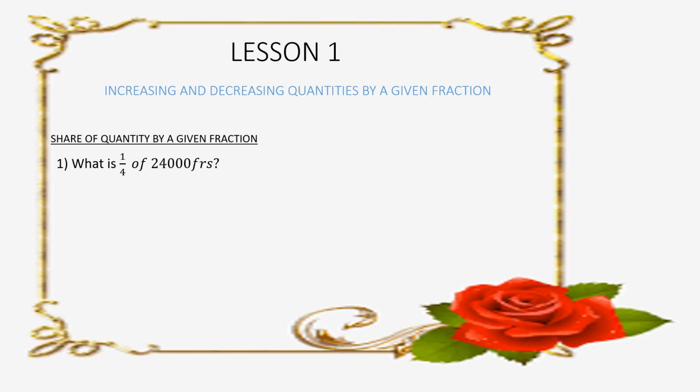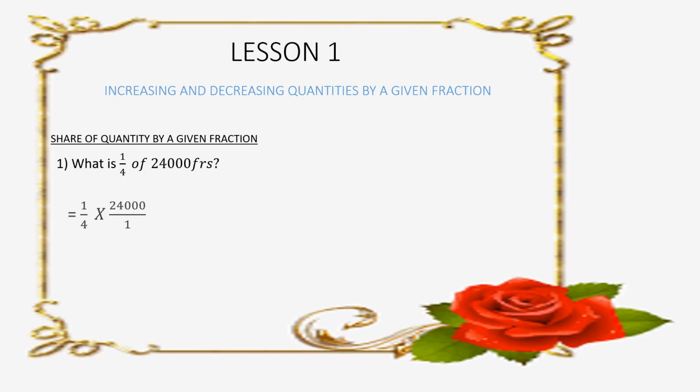So this is so simple. Mathematically, as we saw in the bottomless, of simply means multiplication. So here we simply change this of into multiplication, which is going to give us 1 over 4 times 24,000 divided by 1. Now we are looking for a share of a quantity by a given fraction. The quantity here is 24,000 and the share is 1/4. So what could be 1/4 of 24,000 francs?